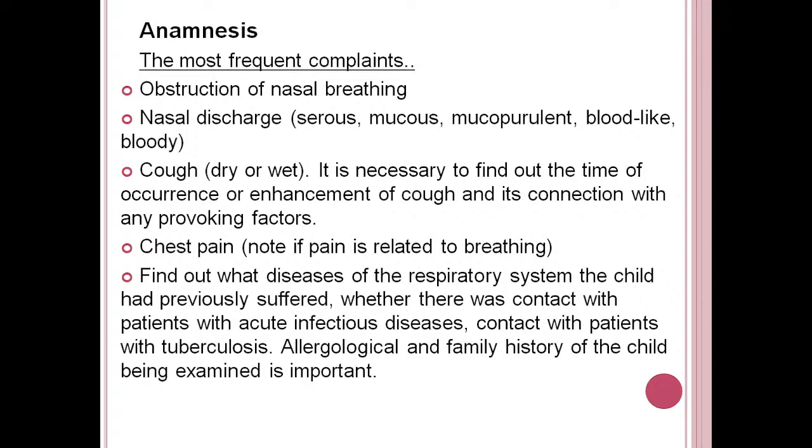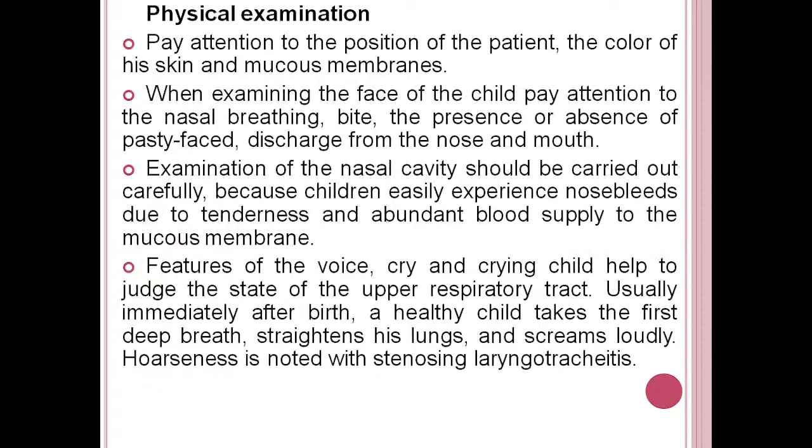Find out what diseases of the respiratory system the child has previously suffered. Whether there was contact with patients with acute infectious diseases or with tuberculosis. Allergic and family history of the child being examined is important. That means you should ask your patient about his complaints and all types of anamnesis of his life. What about clinical examination?